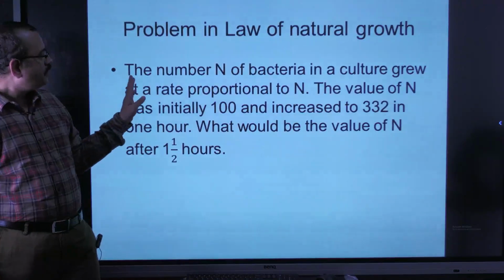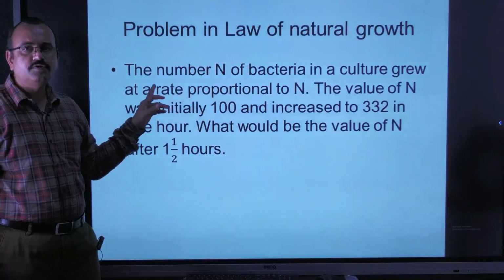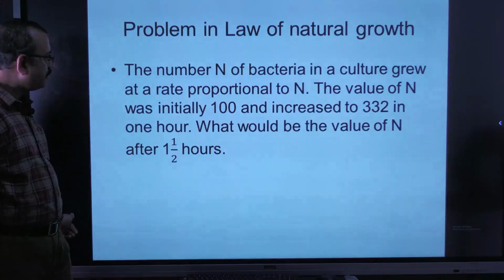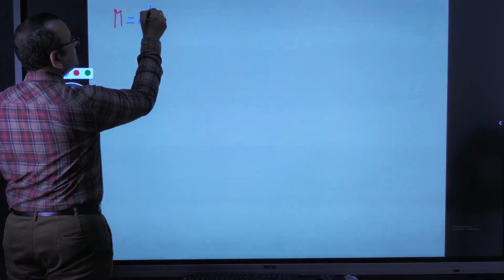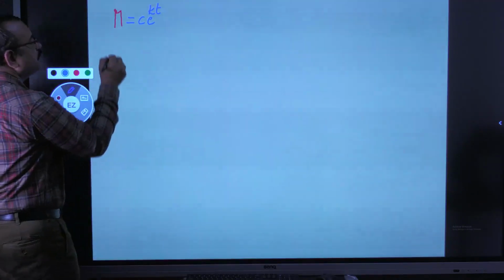So here obviously, given that the number of bacteria in the culture is increasing, we have to use the law of natural growth. We will see now how to solve this problem. By the law of natural growth, we have that m is equal to c into e power kt. So this is the formula. Now one by one here we will see.